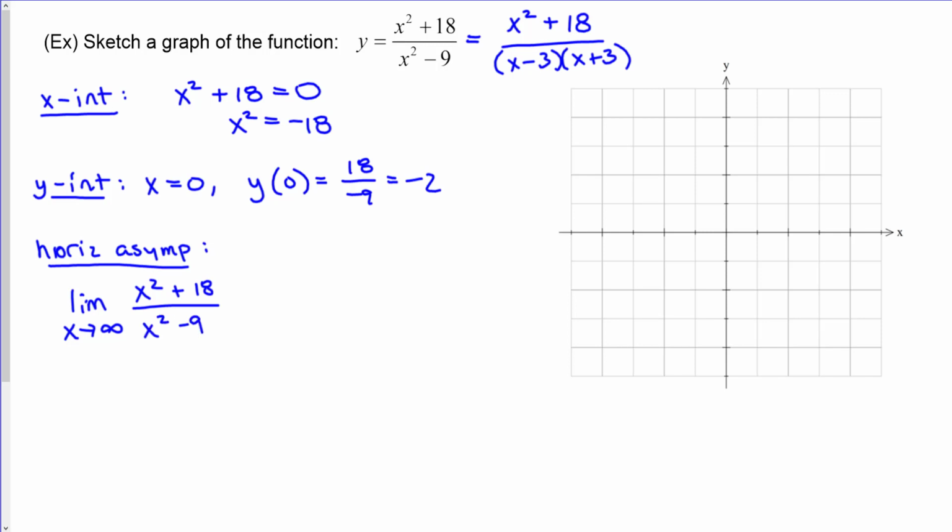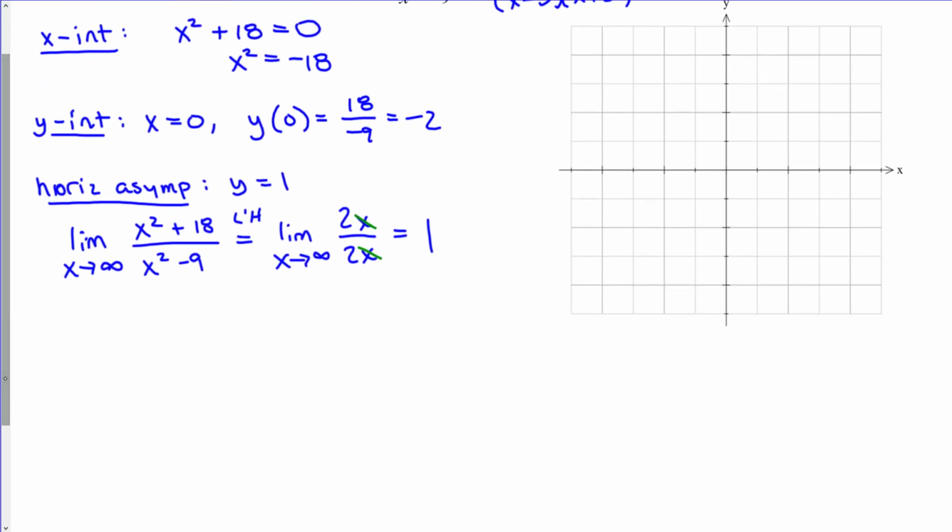If you plug in infinity, your functions in the numerator and denominator go to infinity, so you can apply L'Hopital's rule. By L'Hopital's rule, this is the limit as x goes to infinity of 2x over 2x. The x's cancel away, leaving you 2 over 2, which is 1. Also, if you recall those rules for rational functions, you're free to use them. However you do it, this is where your horizontal asymptote is, at y equals 1. Vertical asymptotes.